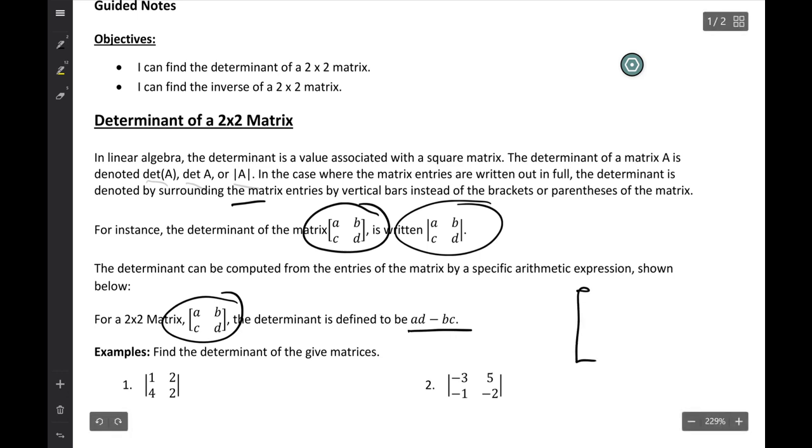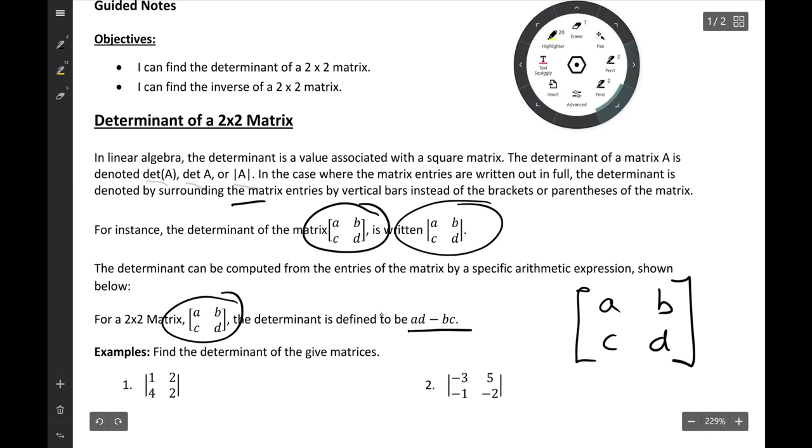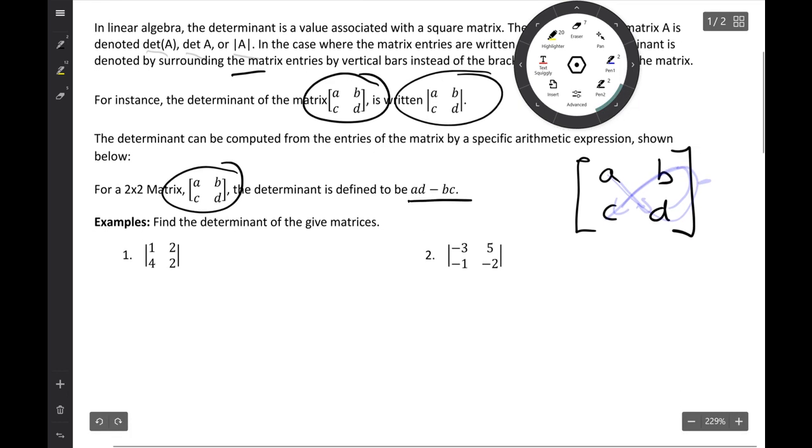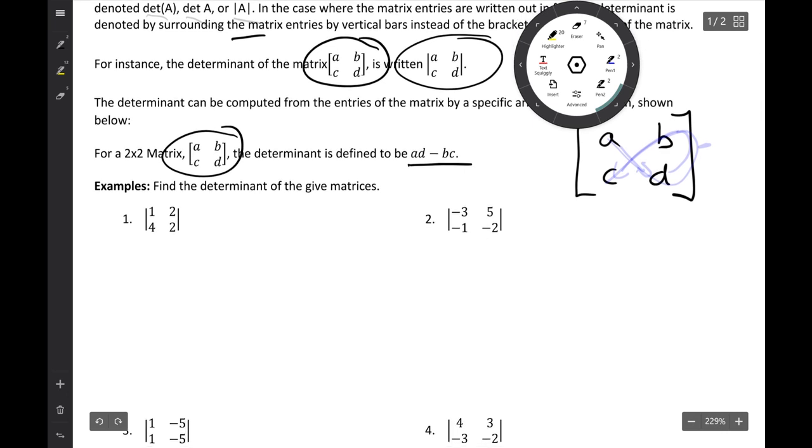So if we look at that, A, B, C, D, and actually look and see what's going on there. Let me change the color to something more exciting. You're going A to D, minus right here. So it's this like loop thing that you go through. And that works for all 2 by 2s, which is kind of nice. So let's practice doing this.